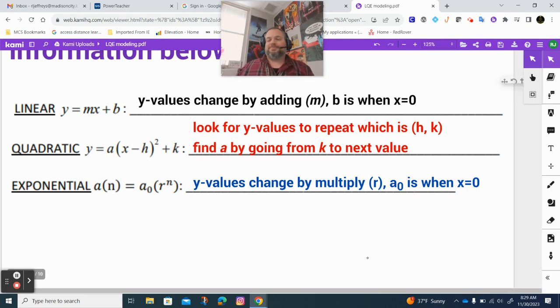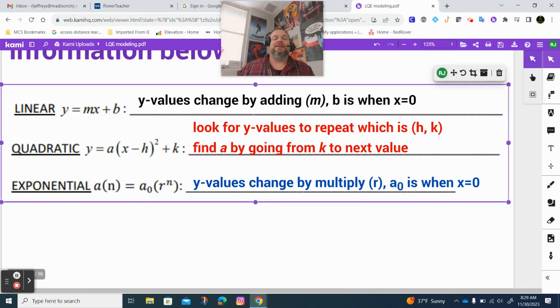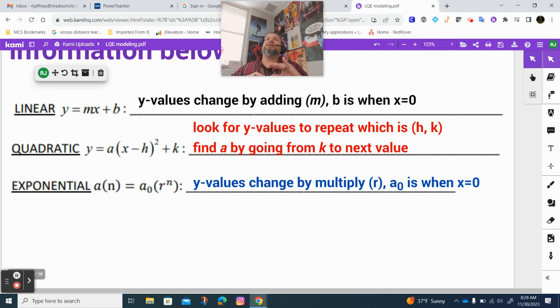Now, here's the deal. Listen to the lesson, Linda. So what we're going to have, you're either going to have a chart or a graph, and you're going to have to actually write the equation based off either one.